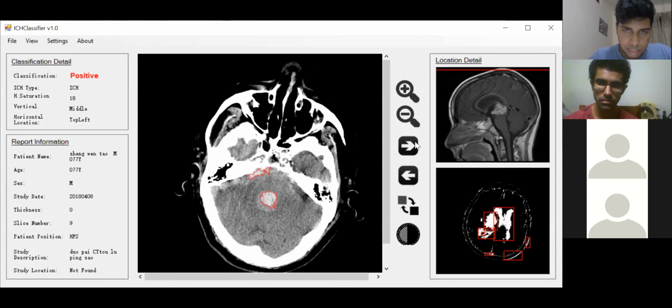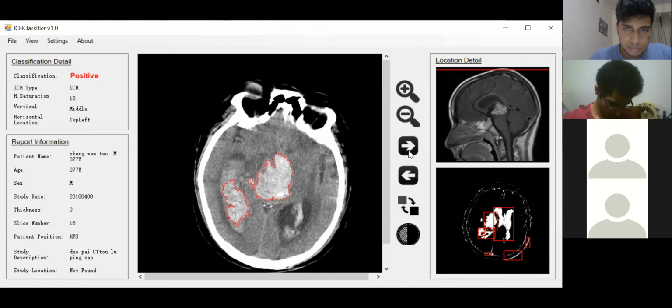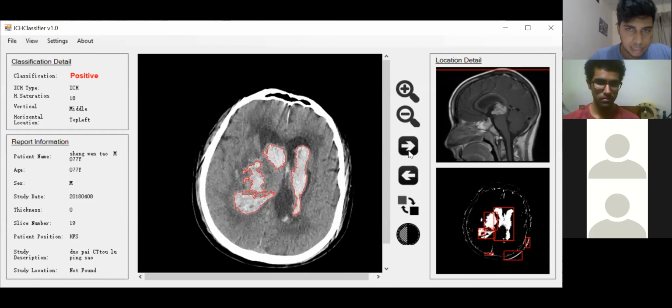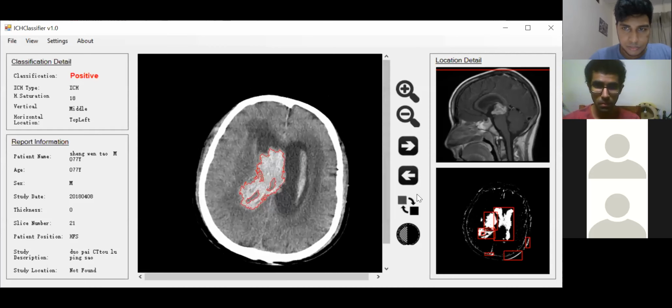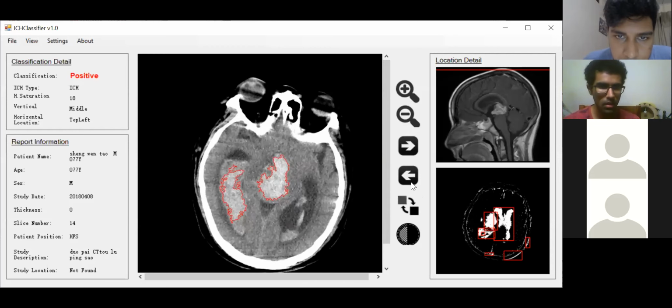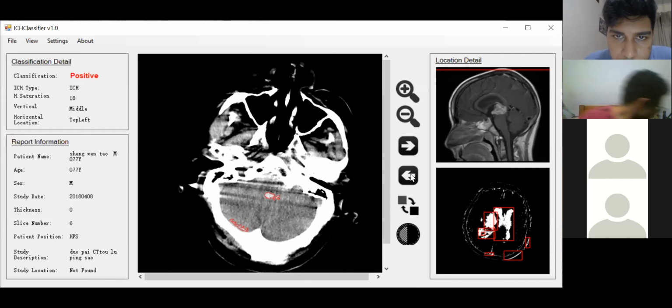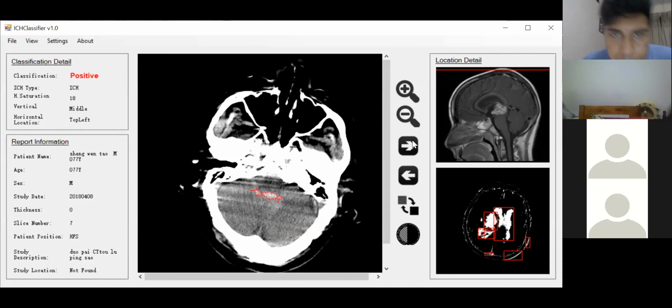This is the software that I made. It detects hemorrhages on CT scans. You can see the red markings. These are all hemorrhages of the brain.